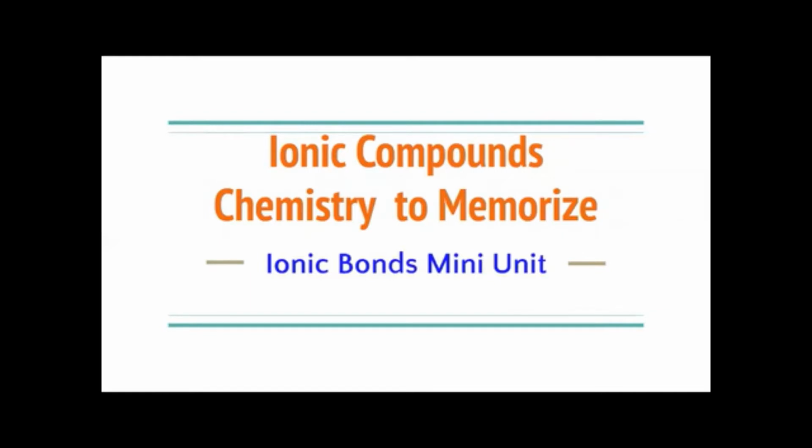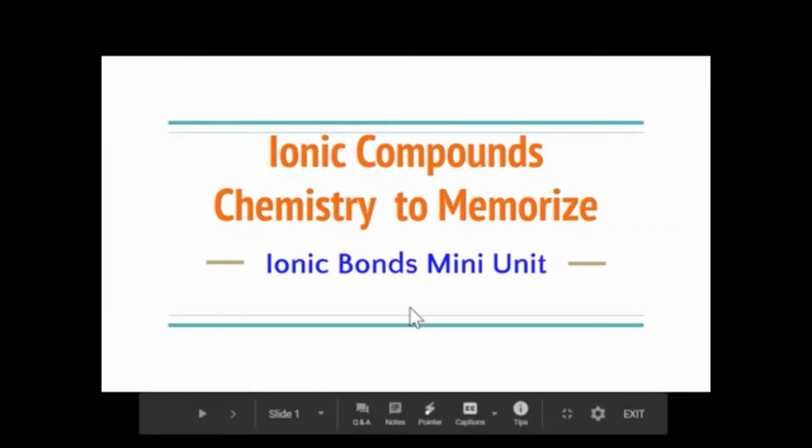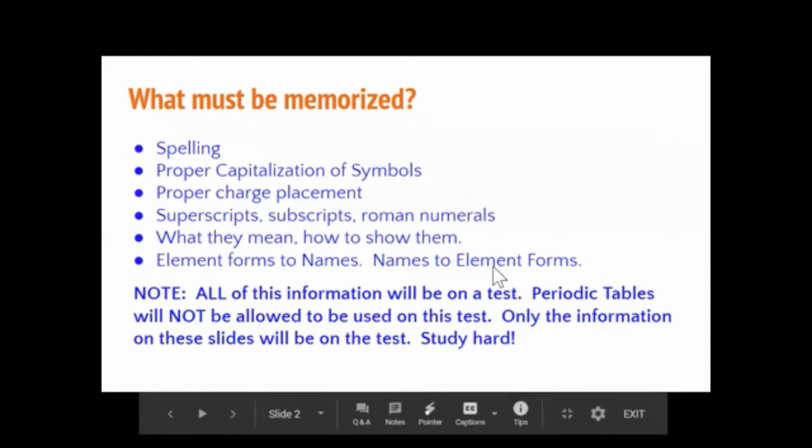Each of the mini units has its own test. And then we have one big super test put together because all three units go together to make one big super unit. It's the longest unit of chemistry. That's why we broke it into 3 chunks. So we're talking about chemistry that must be memorized.